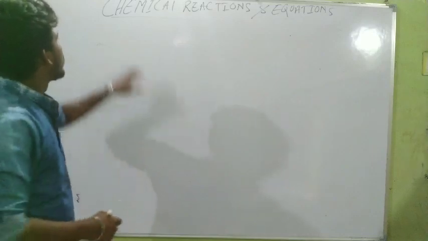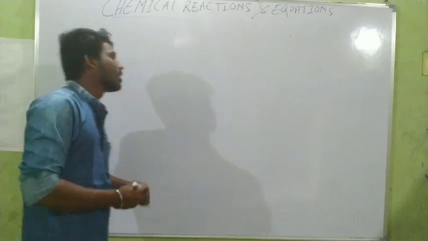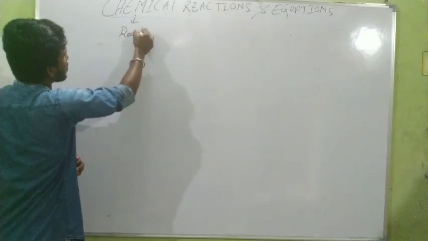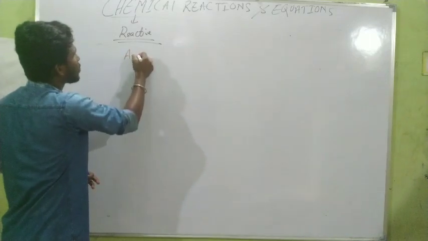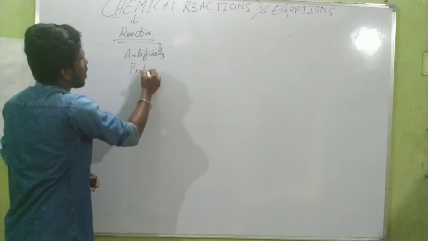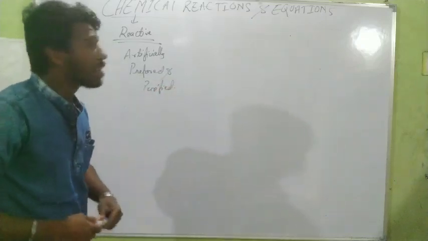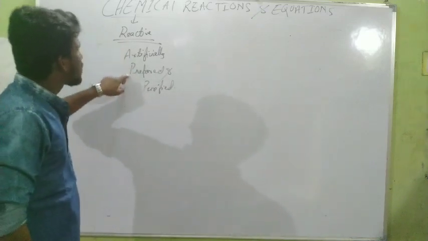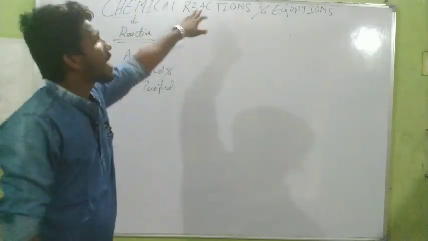So today we will read about chemical reactions and equations. Before going on to the topic, we should know what chemicals are. Chemicals are some reactive substances which are generally artificially prepared and purified. Clear? So now we will come to know what chemical reactions are.